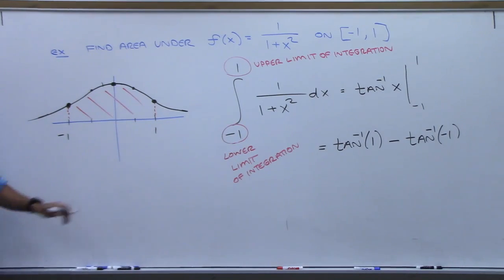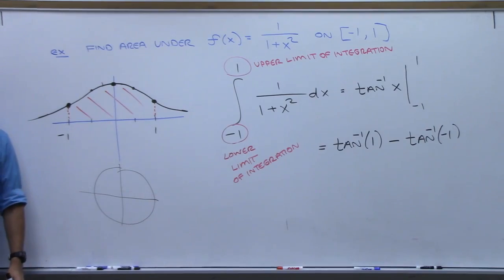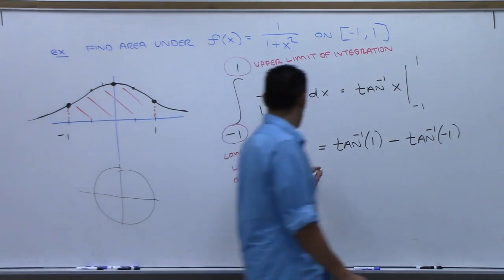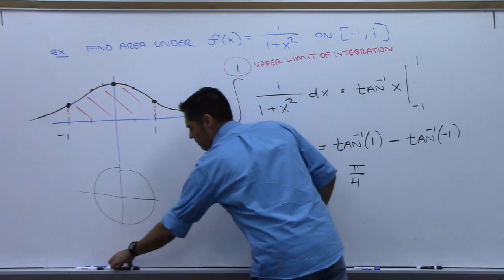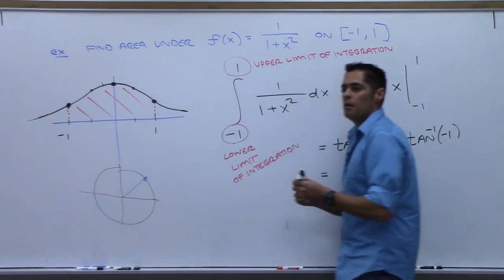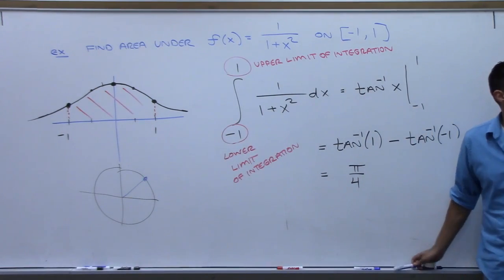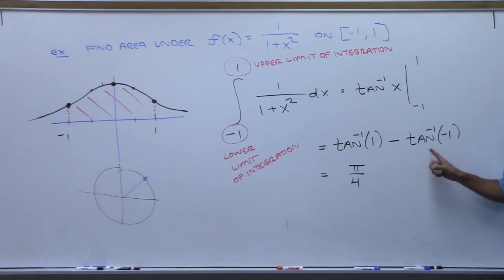So at what angle is the value of tangent 1? Pi over 4. Because that's where your x and y coordinates are the same. And so the ratio of the two is 1. Where is arctangent -1?